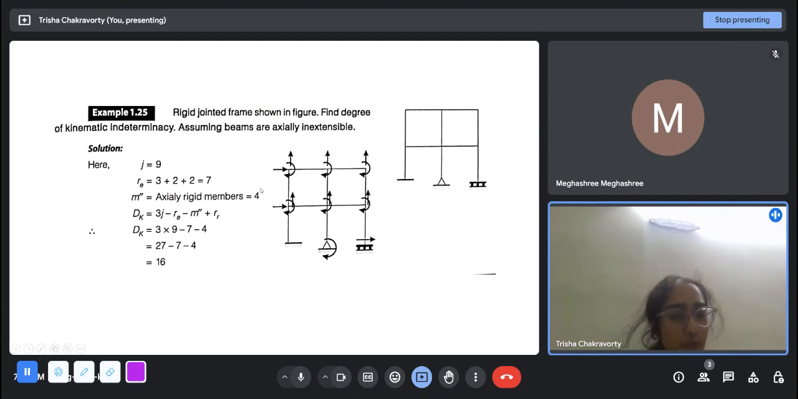So m' is 4. I mean these vertical ones are the columns. Okay. So DK, and R_R is 0 here because there is no internal hinge. So 3 into 9 minus 7 minus 4. 16 is the degree of kinematic indeterminacy. And here they are showing the degree of kinematic indeterminacy. See, for this point it is free to move in the x direction. This point is free to rotate. This point is not free to do anything.